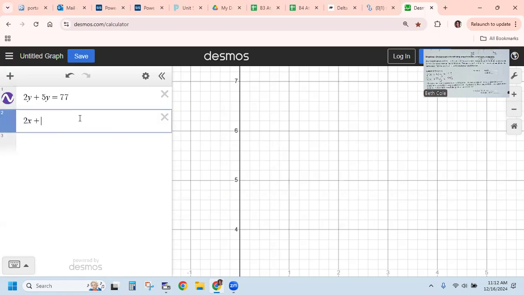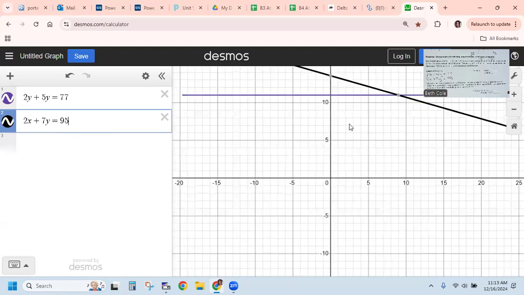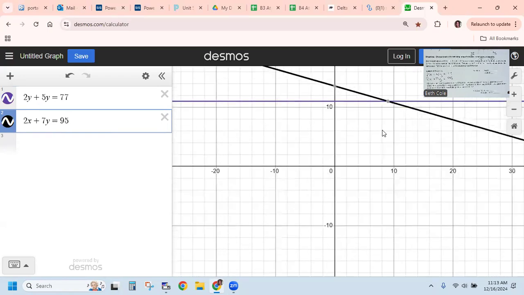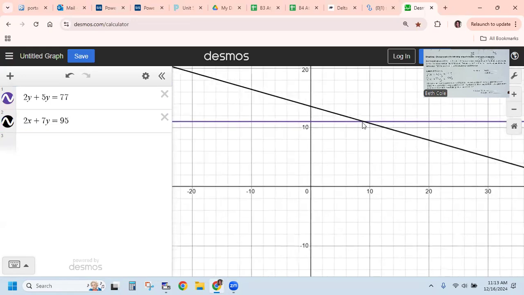I'm doing all this typing for you, but you guys know how to type these, right? Hey, don't lose focus. We're only going to do one more. Hey, I don't see the graphs. What does that mean? Yeah, you have to zoom out because 77 and 95 were pretty big numbers. Did I type it right? Does that look okay? All right, so here's our intersection.